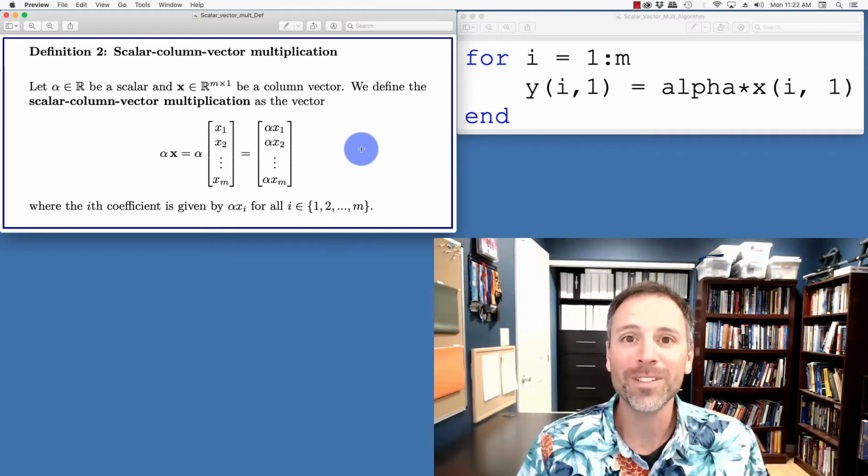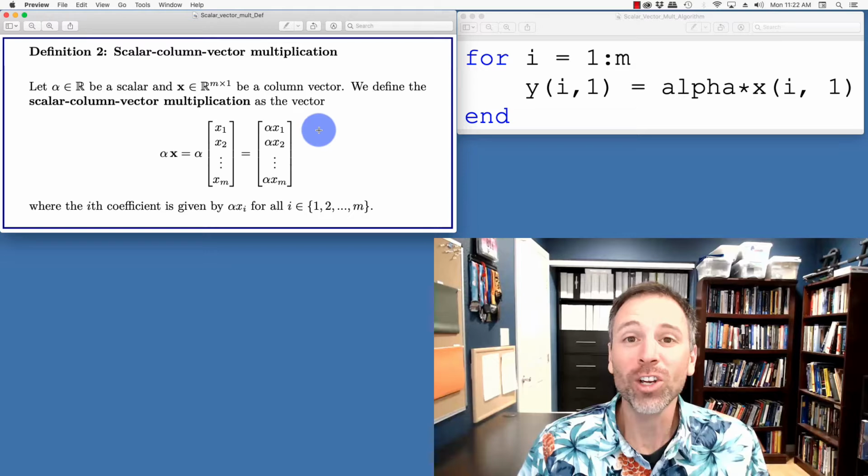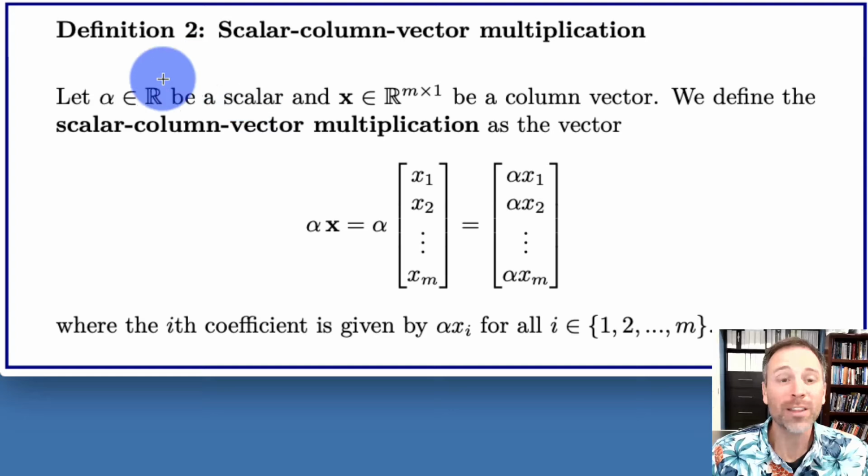We can use for loops to code up a scalar-vector multiplication operation. Let's look at two different representations. On the left, we see a mathematical definition, and on the right, we see some pseudocode to implement that definition in computer language. Let's read the first one on the left-hand side, and we'll call this scalar-column-vector multiplication.